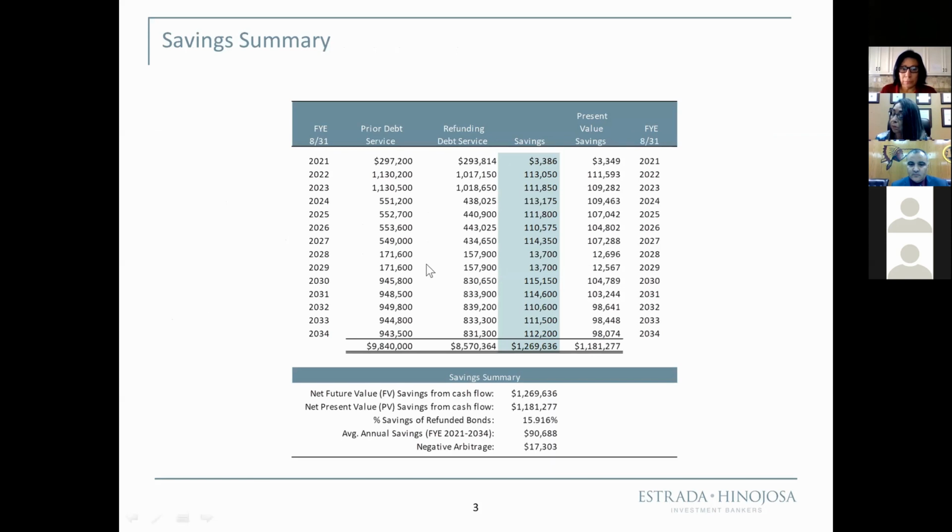I'll take you to the next page. Right here, if you see my cursor, this is the existing debt you have annually right now on these bonds. So you have $297,000 in fiscal year 21, 1.1 million in 22. And then if you look over here, this is approximately the savings you'll get on an annual basis. So it's about $1.269 million in savings. The net present value of that in today's dollars is 1.18 million. The percentage savings that we're looking at, based on rates that we looked at last week on the 5th, is almost $90,000 a year annually in savings.